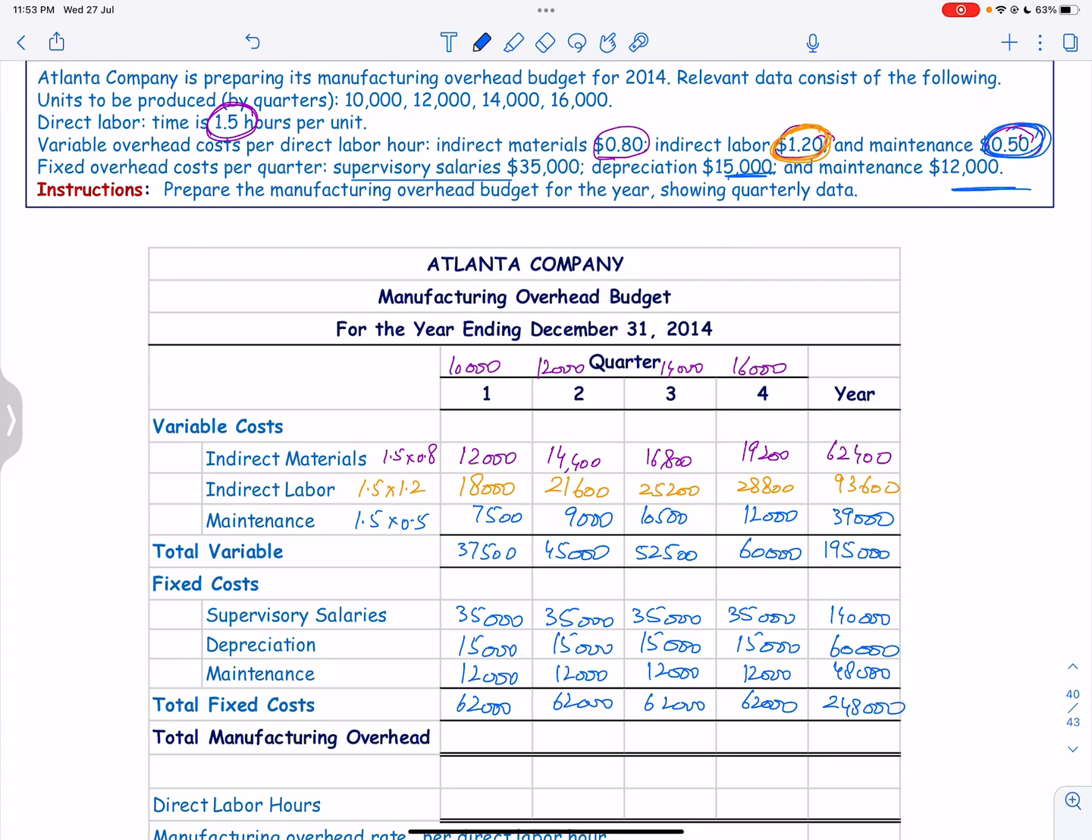So now the total manufacturing cost will be the total variable cost plus total fixed cost. So the total manufacturing cost is 99,500. Second quarter will be 107,000. Third will be 114,500. Fourth will be 122, and the total for the year will be 443.